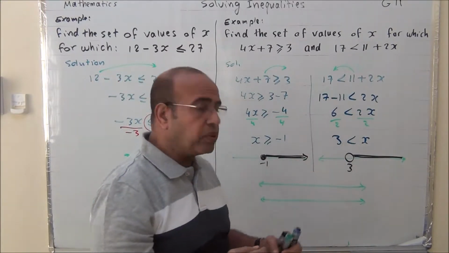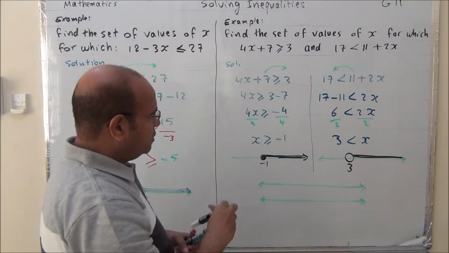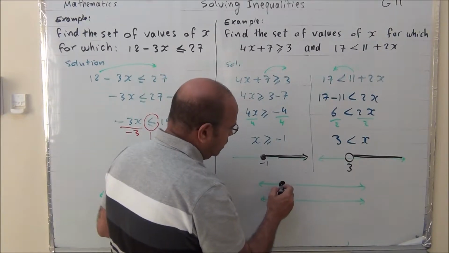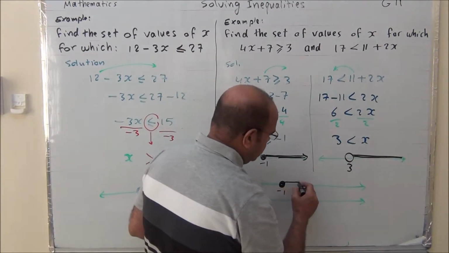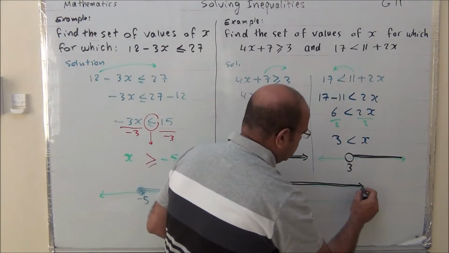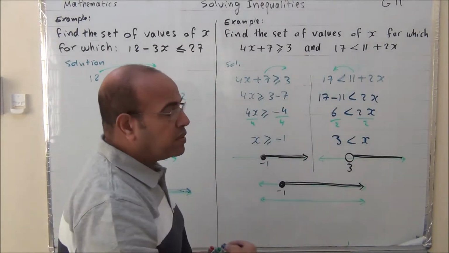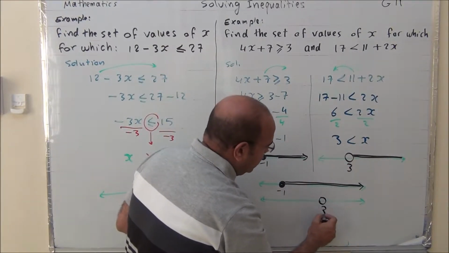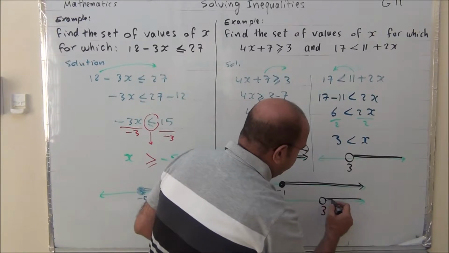-1 comes before 3. So we represent for the first one -1. So it is -1 here. It's closed, and then we go in this direction. So this is the solution of the first inequality. The second inequality, 3. 3 comes after -1. It's open. So this is 3. And then also we go to the right.